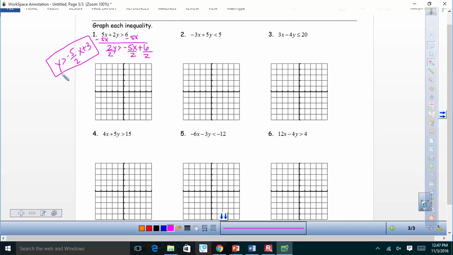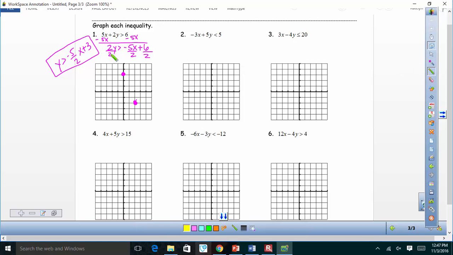Okay, so if I want to graph this, what would I graph first? Negative 5 over 2 or 3? 3. So I'm going to go up 1, 2, 3, put my point on the y-axis, and then we would go down 1, 2, 3, 4, 5, and to the right 2 and put a point.